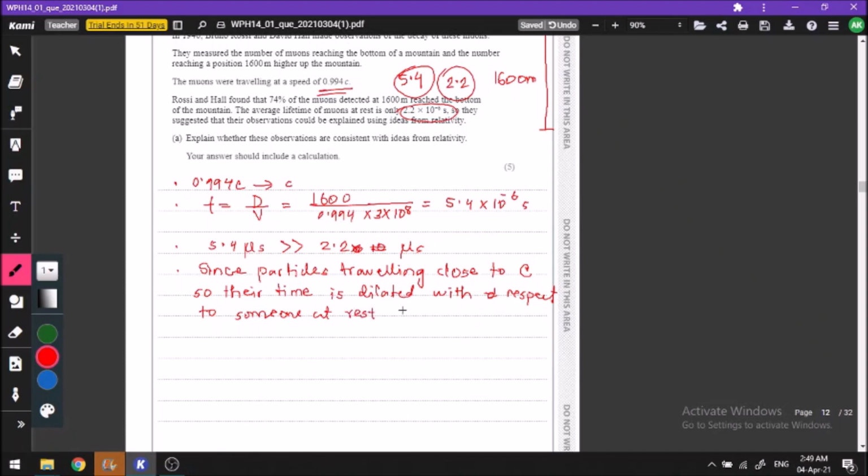Okay, so the time is dilated, and therefore, although we are thinking that they're traveling for 5.4 microseconds, actually they are traveling somewhat very close to the 2.2 microseconds, their lifetime. So that is why most of them reach the ground. So most of the muons reach the ground.